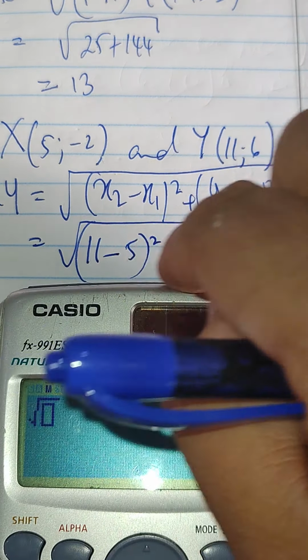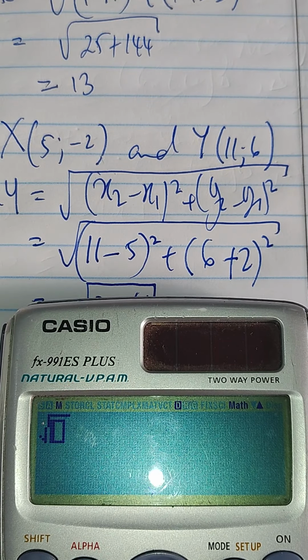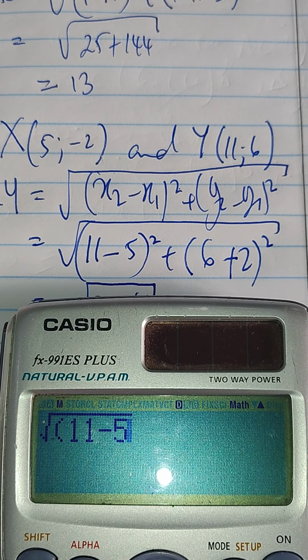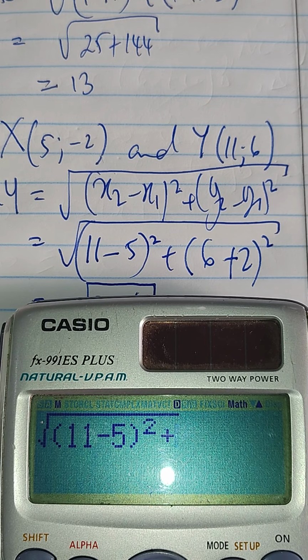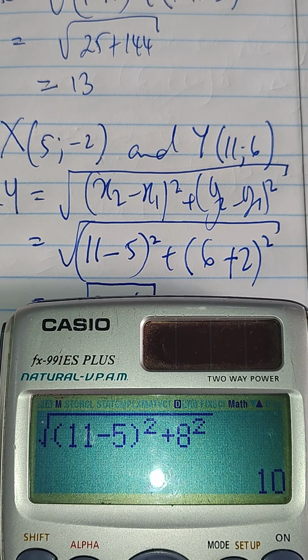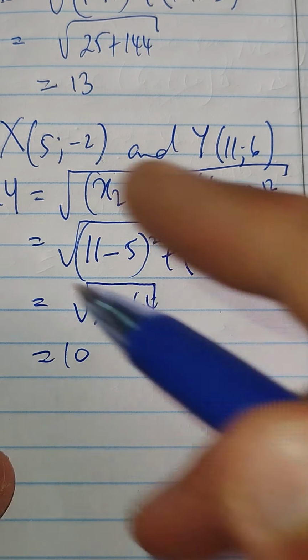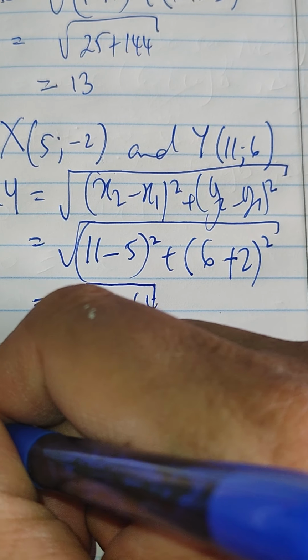Okay, do we have to do that intermediate step here? No, you don't have to. Okay, 11 minus 5 squared plus... I just like checking to make sure that the answer is correct. Which makes that right. So that's 1c.